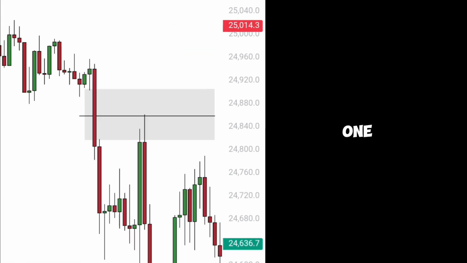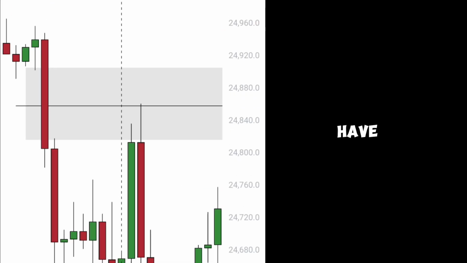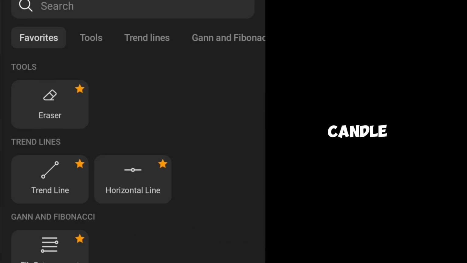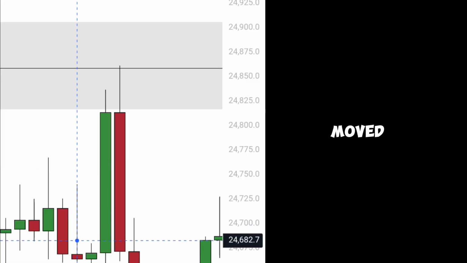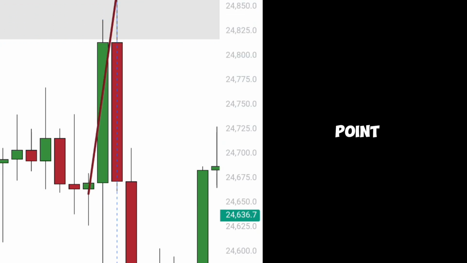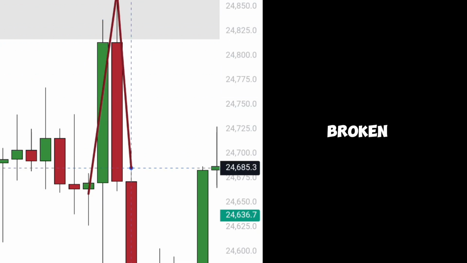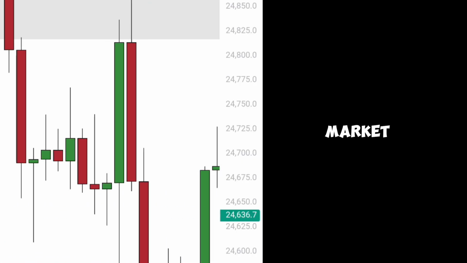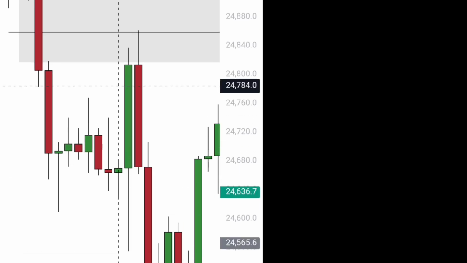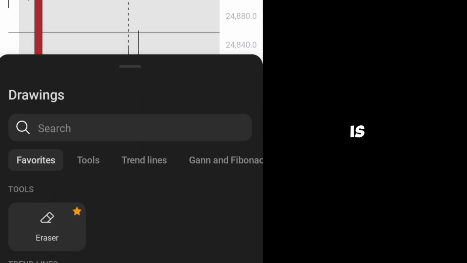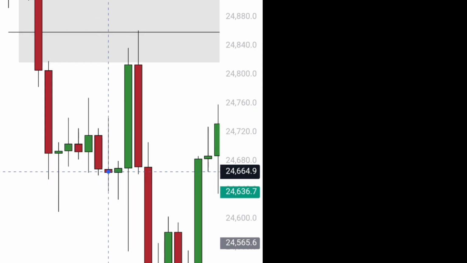Okay, so for this one we have this here. Now we want to see what area, or what candle, pushed the price up to that point. We want to see it broken out from. In this case, we see that the market got into that gap, and we broke out from here. So this is where the breakout occurred.